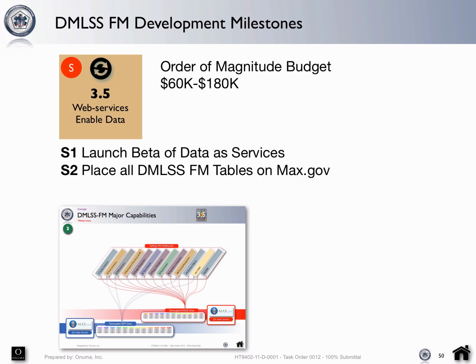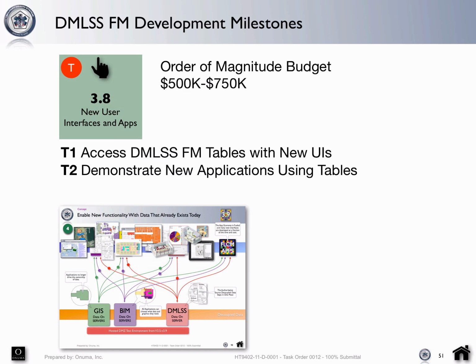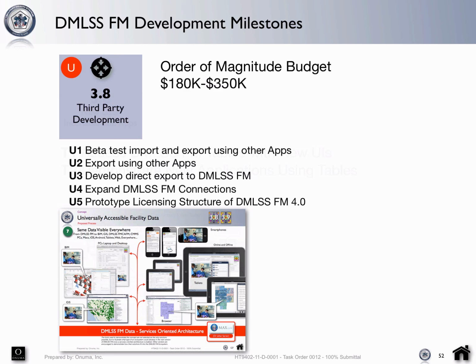launching a beta data as services and placing DMLS FM tables on max.gov, and then creating new user interfaces and applications in version 3.8. Order of magnitude is between 500 and 750K for that phase. This will be a fully functional development, so that you can actually start using it for a single site, for example, or decide to actually deploy it to more than one location. That's a possibility that will have to be explored as this gets developed.